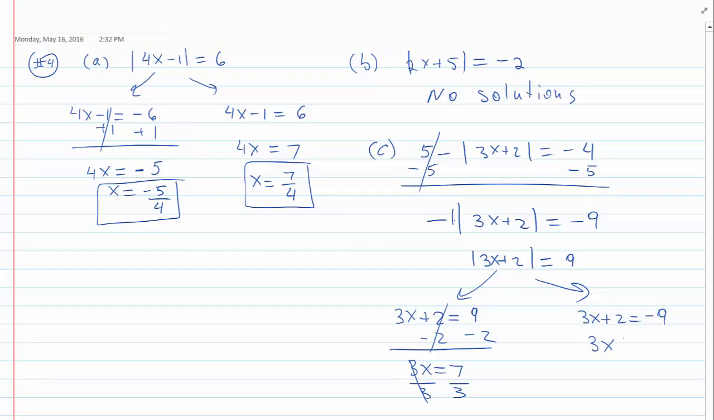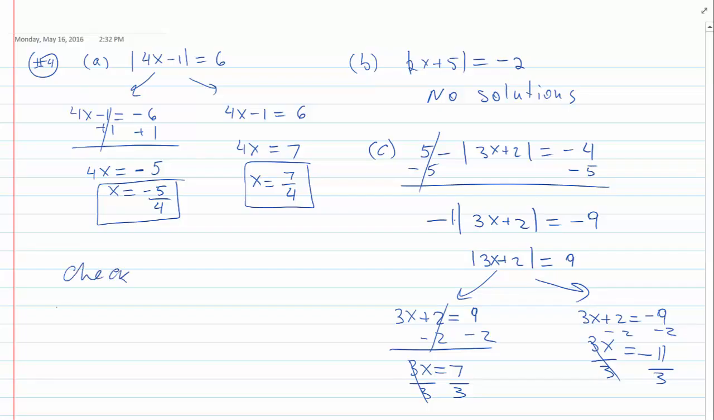And this one, if you subtract, it gives us negative 11, and then divided by 3, it gives us negative 11/3. So 7/3 and negative 11/3 seems to be the answer. I just want to do a quick check.